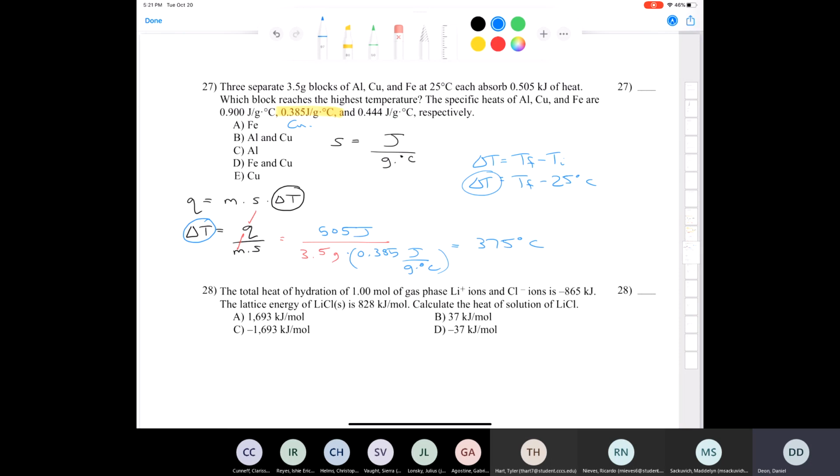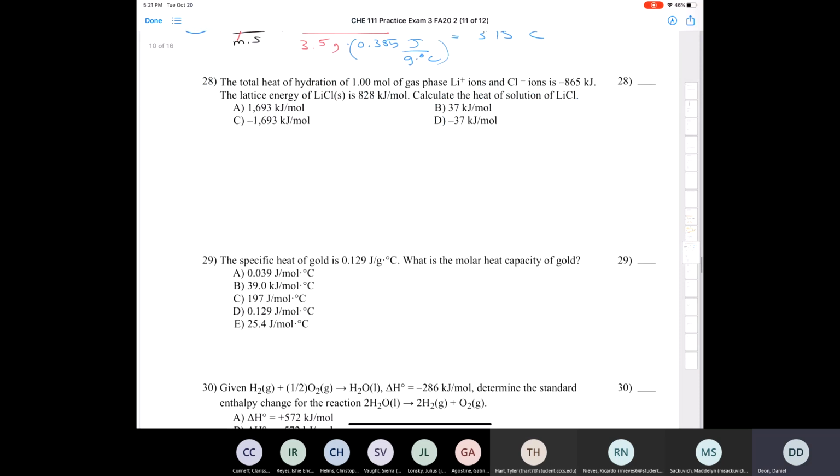This question is really merely a conceptual question, and you just have to know that whichever one of these blocks has the lowest specific heat is going to increase in temperature the most when it absorbs that 0.505 or 505 joules of heat. All right, that was a lot of talking on that one. I'll try to make this one a little briefer.